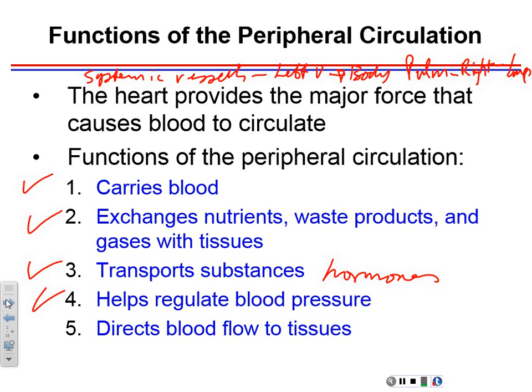Don't just say blood. If I ask about these functions and then I'll tell you to explain, just say okay, transport substances, and then you just stop there, or just regulate blood pressure. You stop there. You get half the point if you do that. Okay, so I want you to kind of explain these things. Direct blood flow to tissues. How does it direct blood flow?